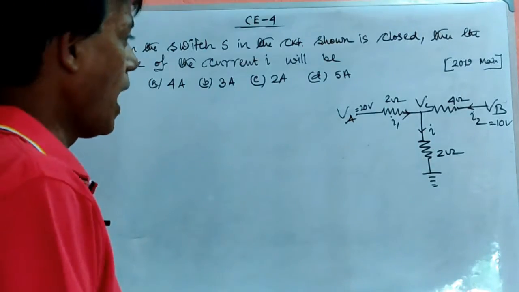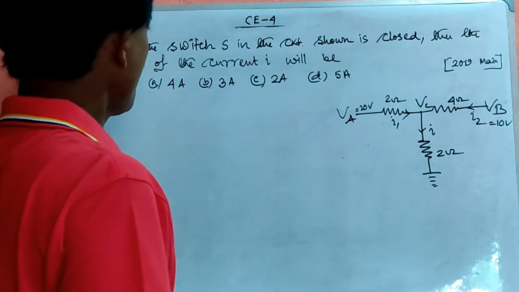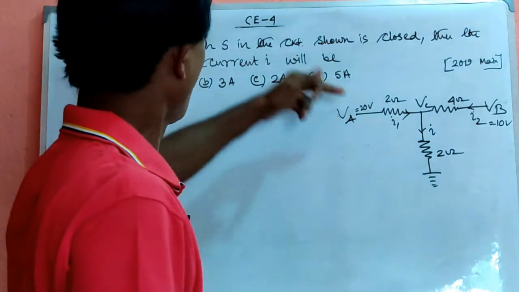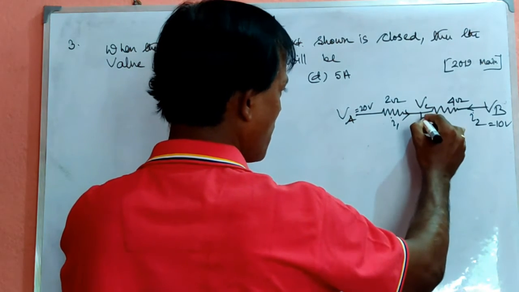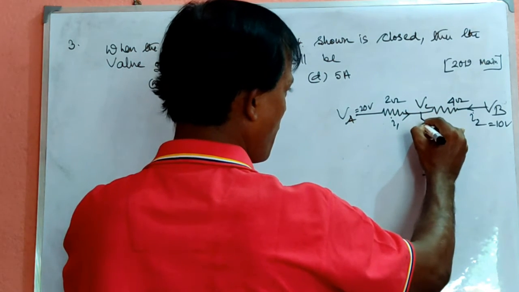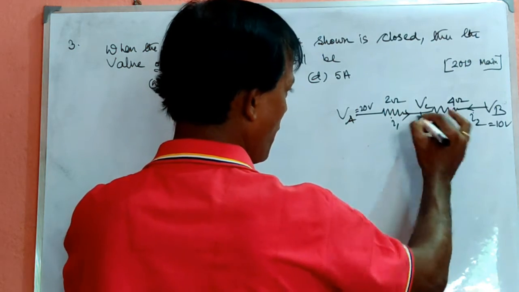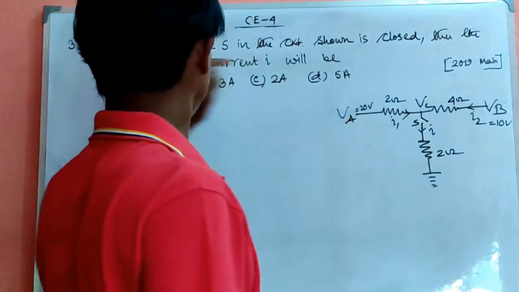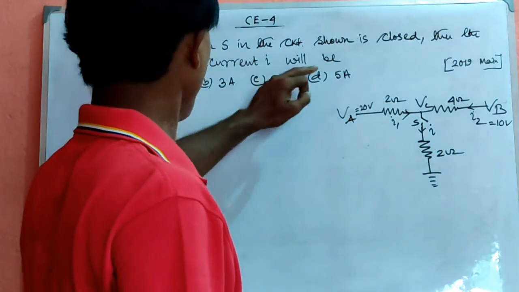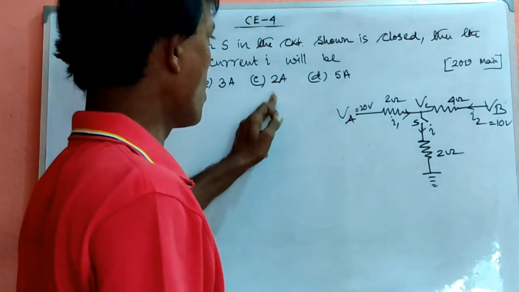Okay, let's start with another problem. When the switch in the circuit shown is closed, then the value of the current I will be 4 ampere, 3 ampere, 2 ampere or 5 ampere.